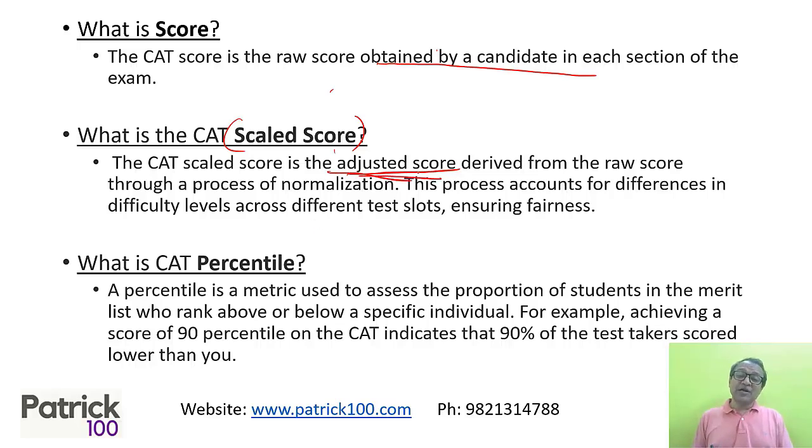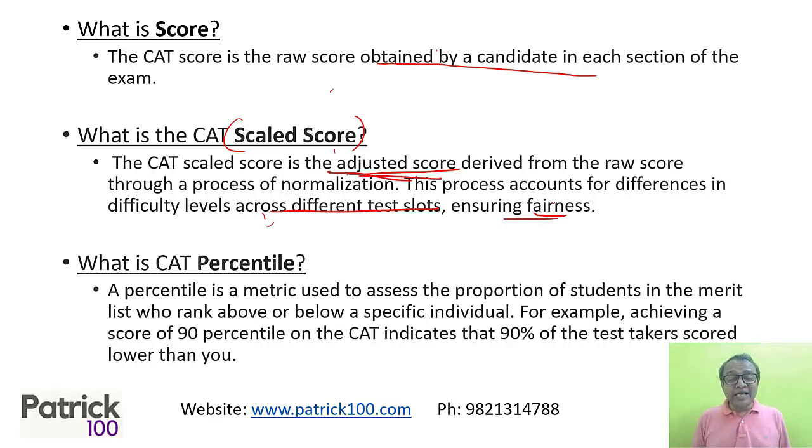So if your paper is difficult, or the average score in your slot was lower as compared to other slots, your scores will be adjusted upwards. And if your average score in your slot was higher than the other slots, then your scores will be adjusted lower. So basically it accounts for the difficulty level across different slots, ensuring fairness. Percentile.